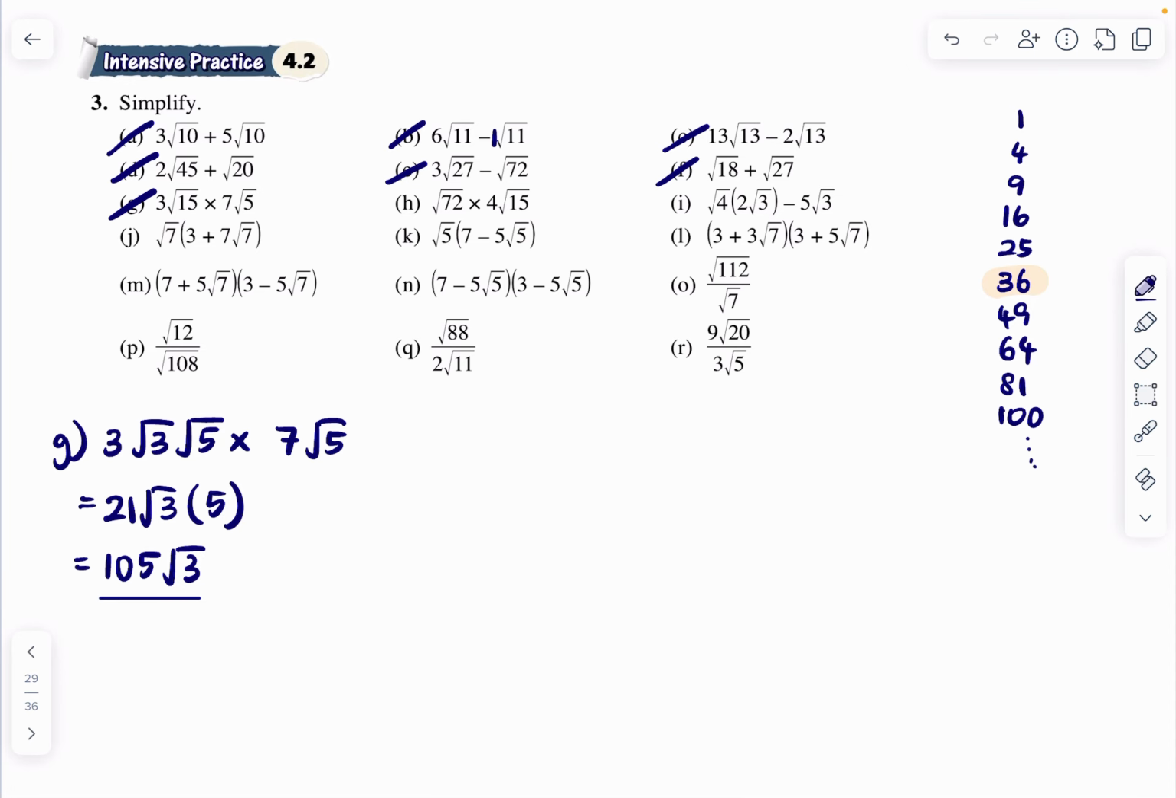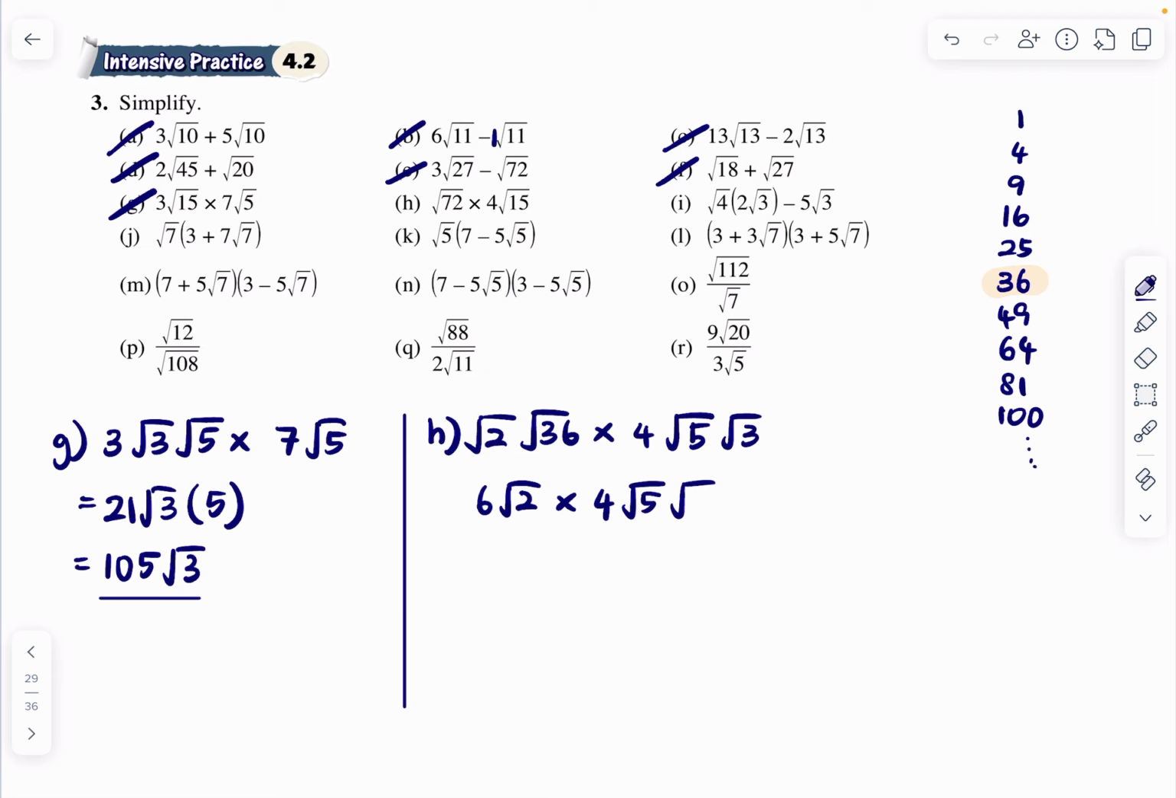Done. H. 72 and 15. Okay, 72 again, same like the other question. 72 can be divided by 36. So we can say surd 2 surd 36 times 4 surd 15. So 15 is surd 5 and surd 3. Right. Okay, so now let's try to see what we can do. Surd 36 is 6. So you can say 6 surd 2 times 4 surd 5 surd 3.